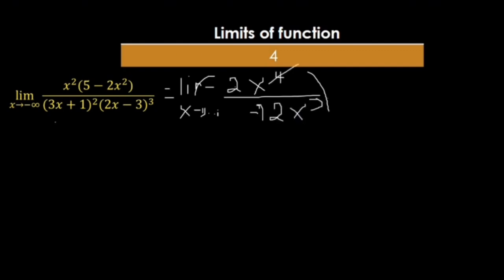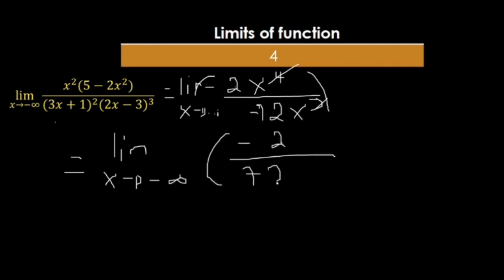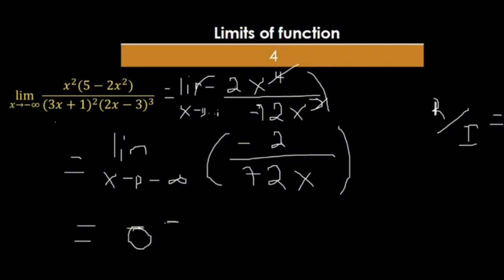This and this will cancel. You are going to be left with the limit as x tends to minus infinity of minus 2 all over 72x, and x tends to infinity. We know that a real number all over infinity is equal to 0. Since it's minus and minus, because it is minus 2 all over minus infinity, we have 0 to the positive.